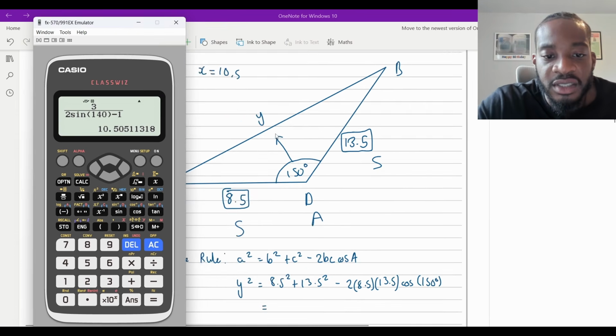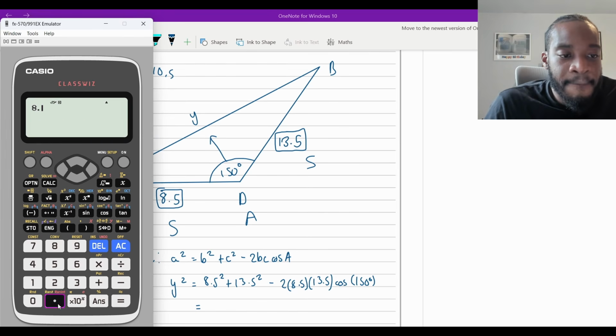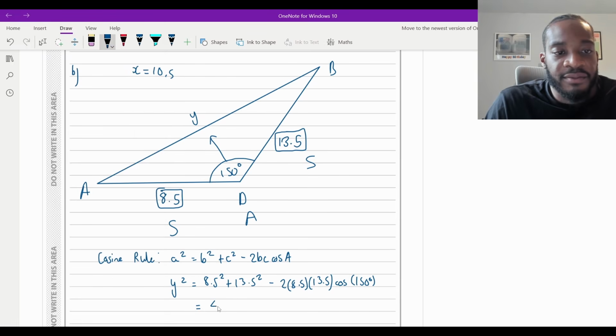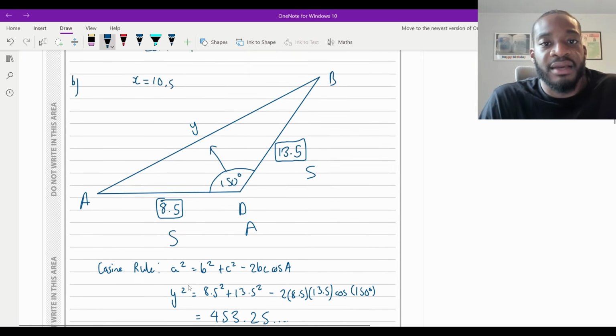So let me just zoom out a bit so you can see the working out too. Okay, so it's going to be 8.5 squared plus 13.5 squared, like that, minus 2 lots of 8.5, and then that's going to be 13.5 like that. So let me just double check. 8.5, fine, fine. Cosine of 150 will go there. And then equals, that gives me 453.25, blah, blah, blah.